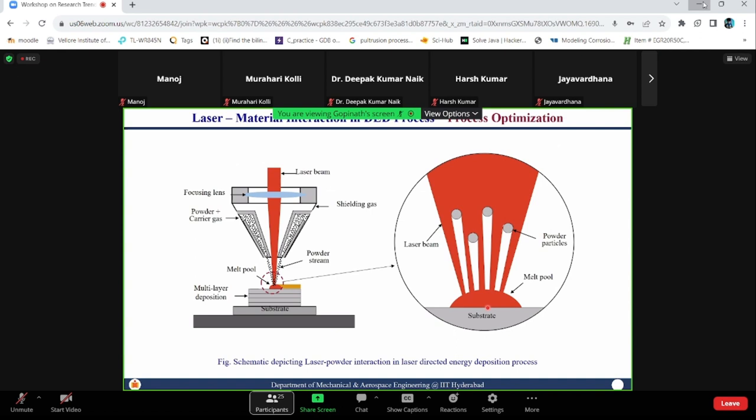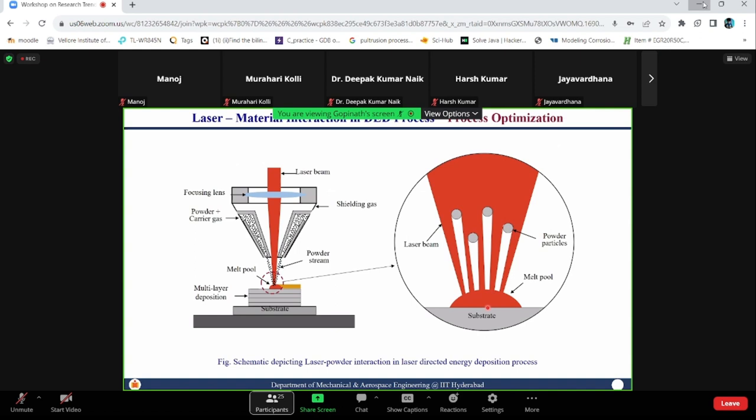Now, if you see, this is one bead, but additive manufacturing is a layer by layer deposition process. Now, when you are calling it layer by layer, if this is your substrate, assume this is one track, you can deposit one track on this, but you can add one more and one more. You can keep on depositing and build it.